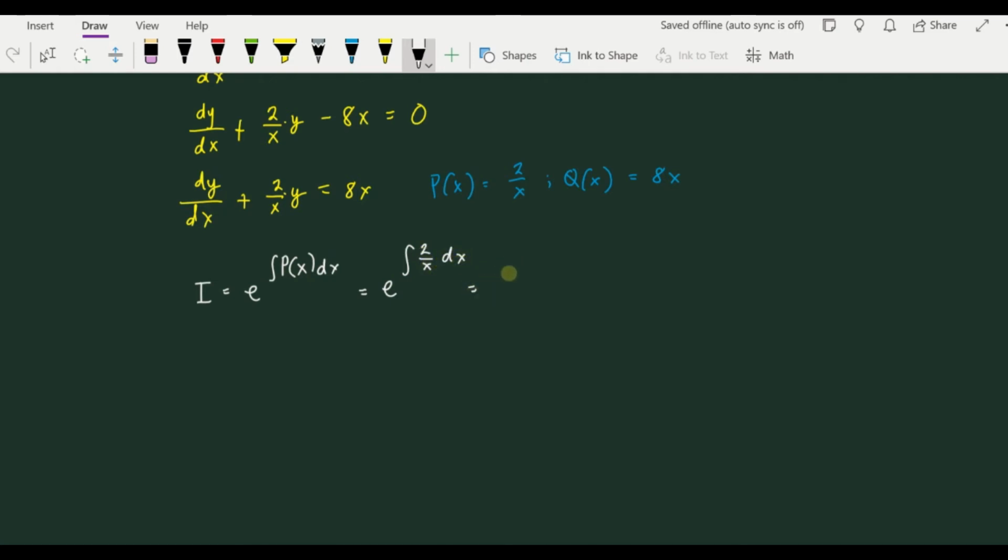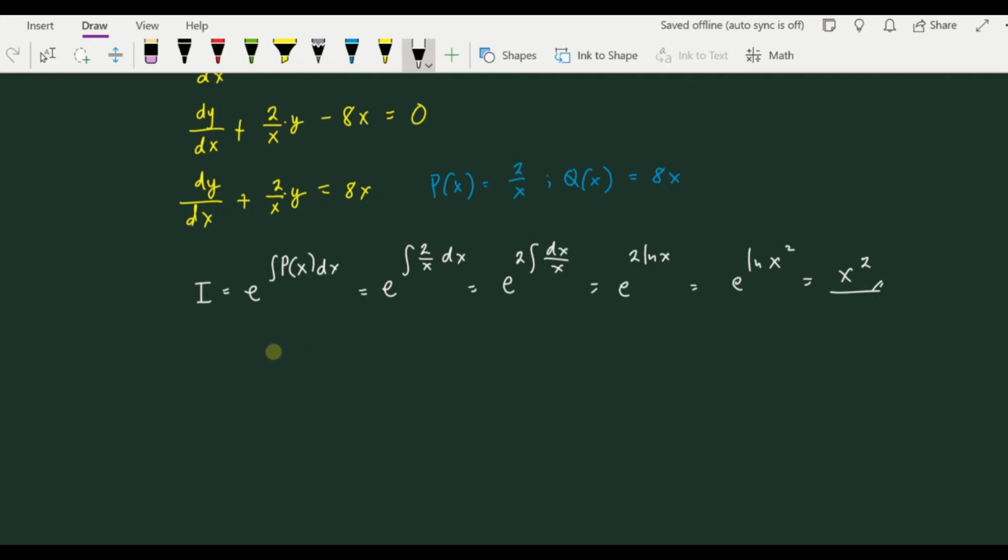Ganun uli, ilabas lang yung 2. So, we have e times 2 integral of dx over x. That will become e, so 2 ln x. Okay? And then we have e ln x squared using logarithm of power. Yung 2, dalhin lang doon. Therefore, our integrating factor is x squared.